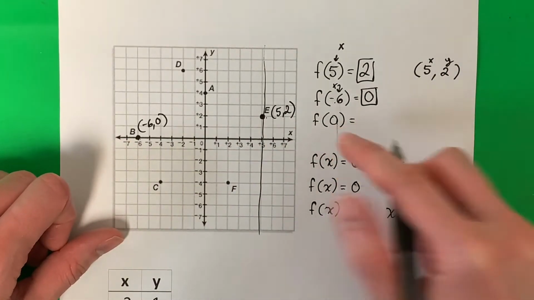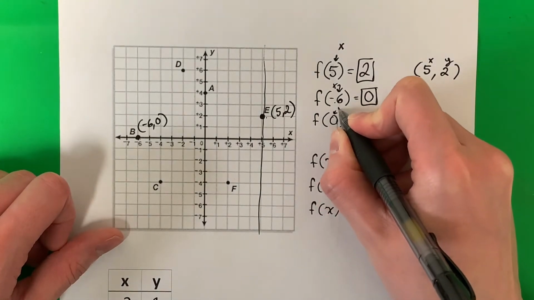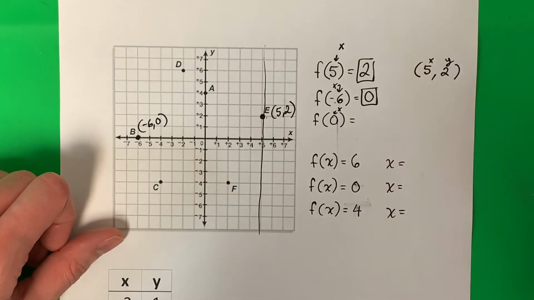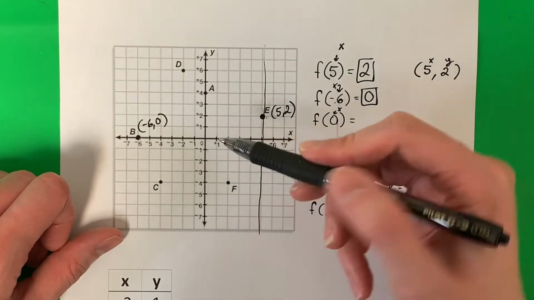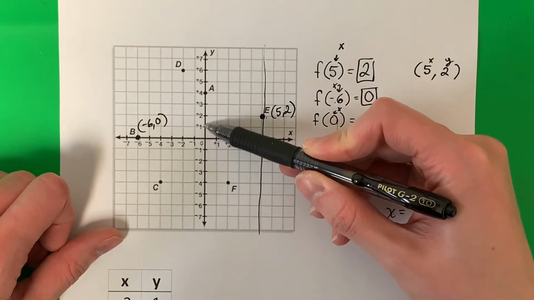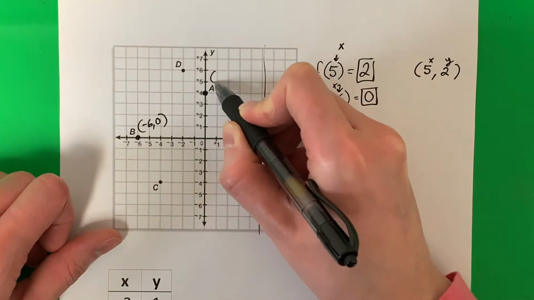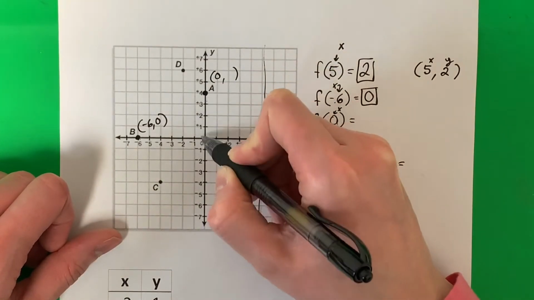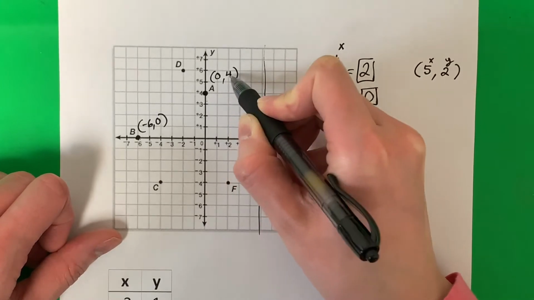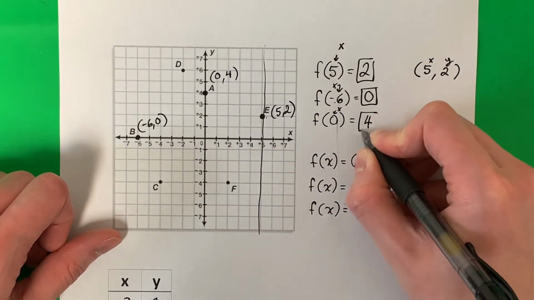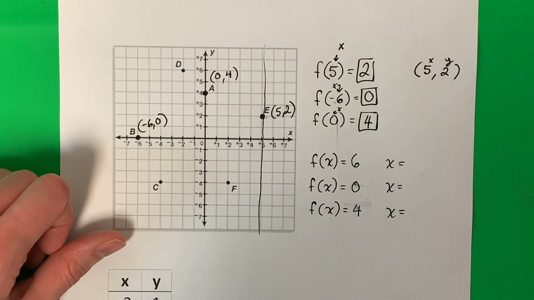Here I have f of 0. This is x because it is inside the parentheses. So I'm going to go to x equals 0 here, and it looks like I have a point here on A. So this is (0, 4). So here my answer is 4.